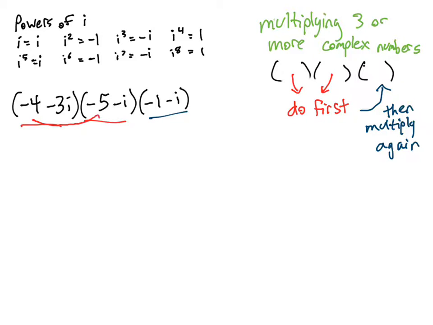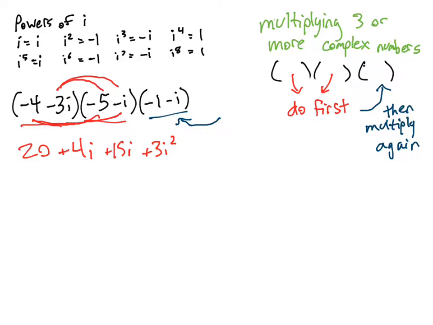-4 times -5 is +20. -4 times -i is +4i. -3i times -5 is +15i. And -3i times -i is +3i squared.